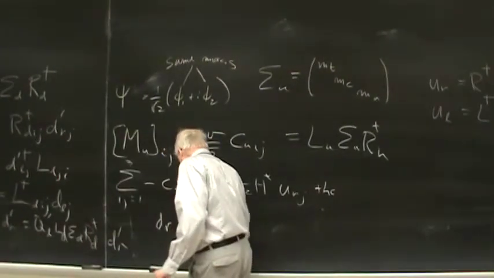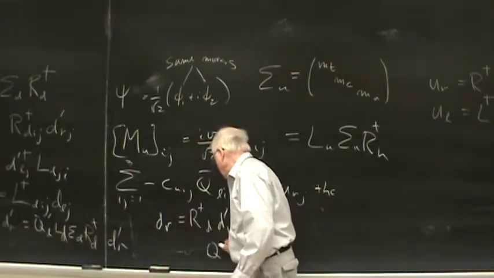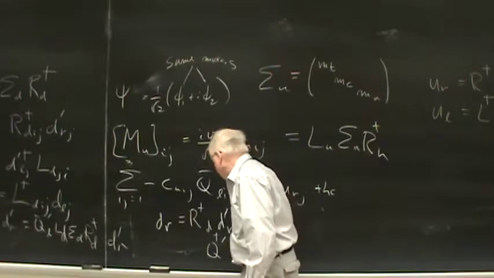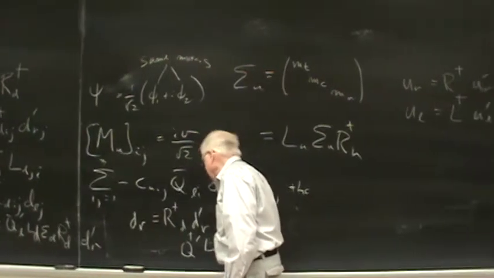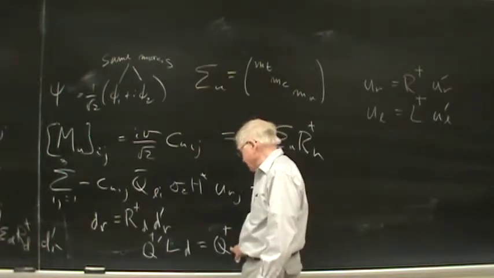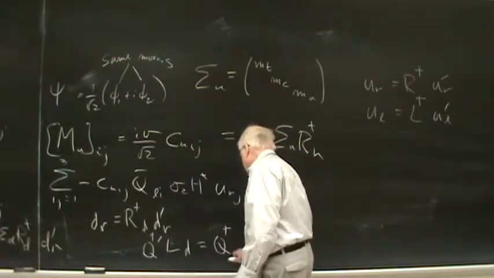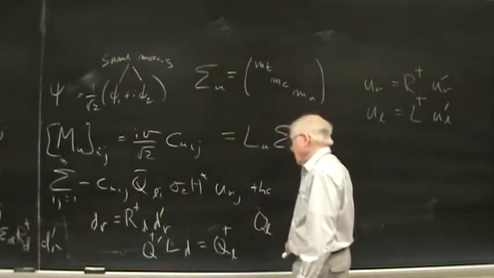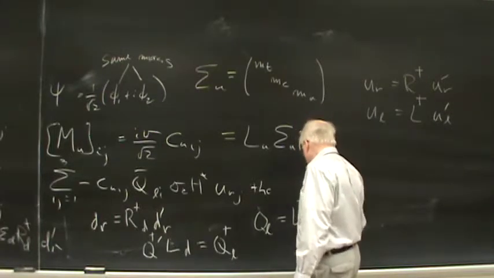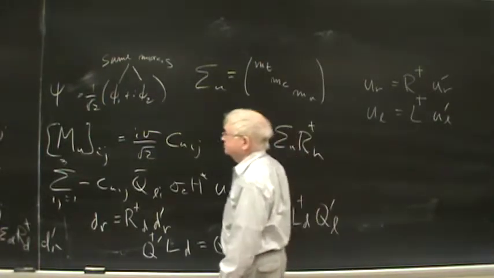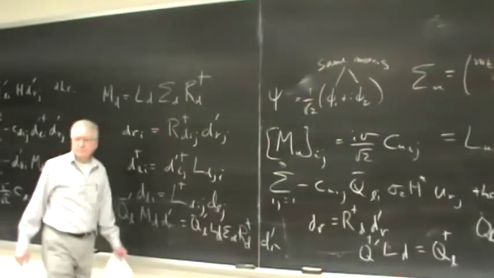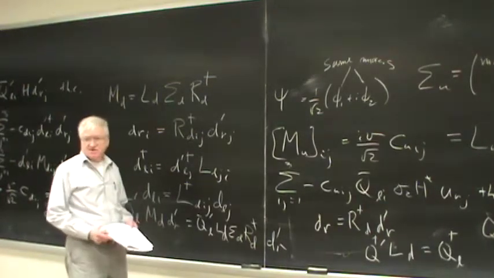And then the left-handed flavor adjoint states times L_D like this are the adjoint mass eigenstates like that, and so then we get that Q left is the adjoint of that, and so that's L_D adjoint Q prime left. And that's what I wrote here then. So that's how the thing works.